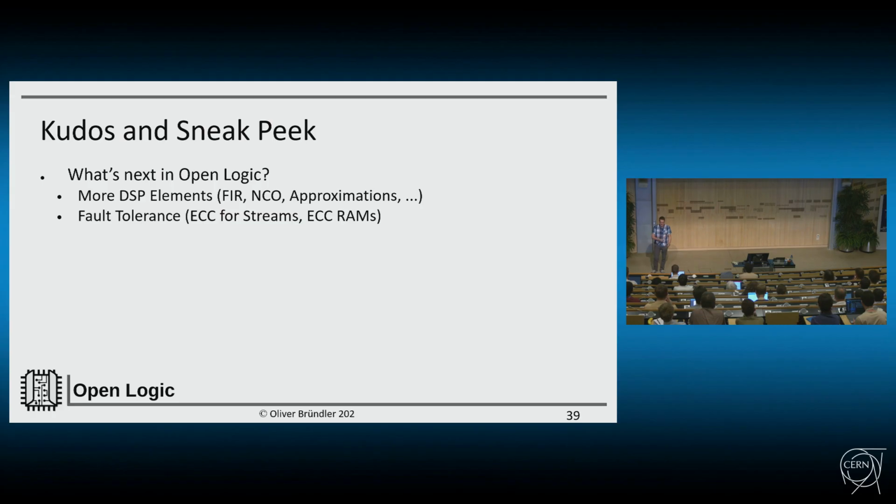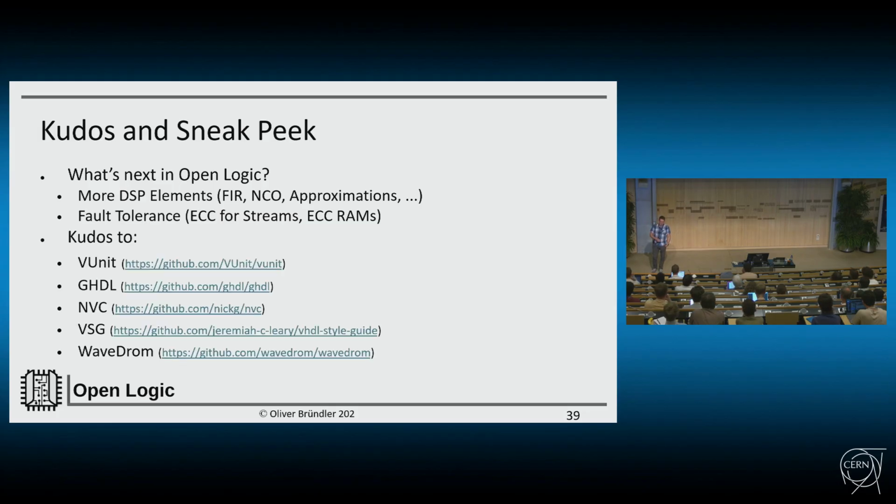What's coming next in OpenLogic? I'm currently working on DSP elements. Next things there will be FIR filters, NCOs, and approximations. That's currently the hot focus. Another thing that's ongoing is fault tolerance. Could be interesting at CERN. ECC-protected data streams, ECC-protected RAMs, and FIFOs.